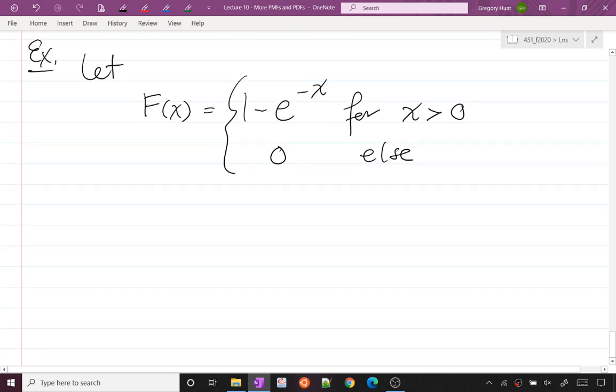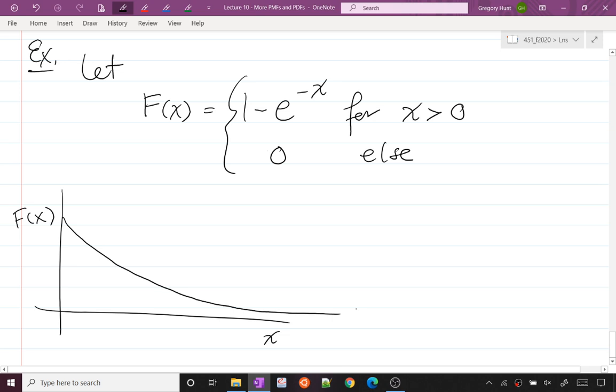So what does this thing look like? If I look at f of x against x, it's always good to plot out what these things look like so you have some intuition. 1 minus e to the negative x is going to look something like that. We can draw it in a different color. It's going to look like that. Something like that.